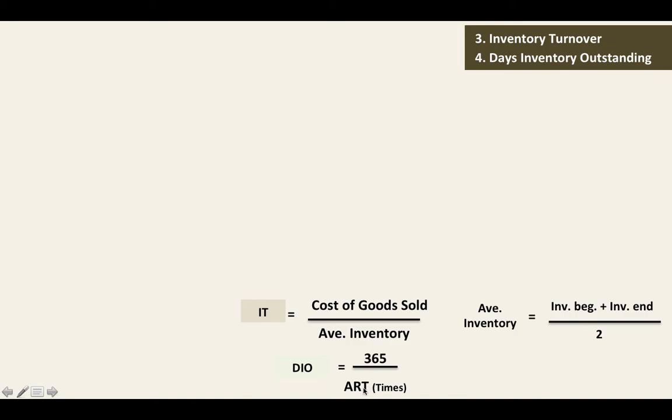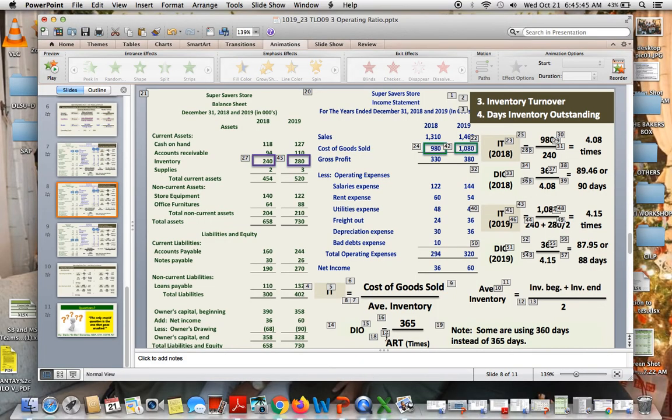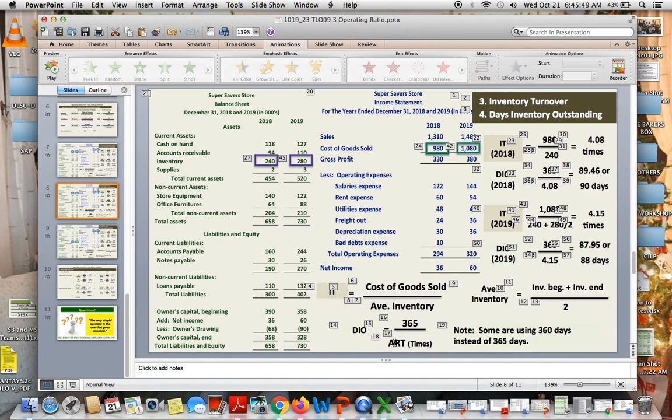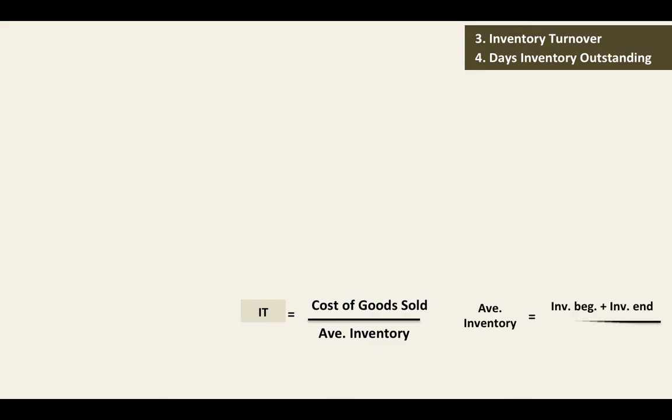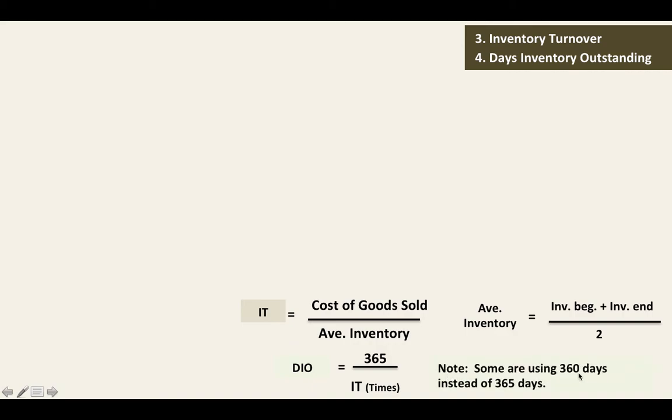Okay, this is supposed to be inventory turnover number of times. Okay, class, let us correct that formula. And then some again are using 360 days instead of 365.